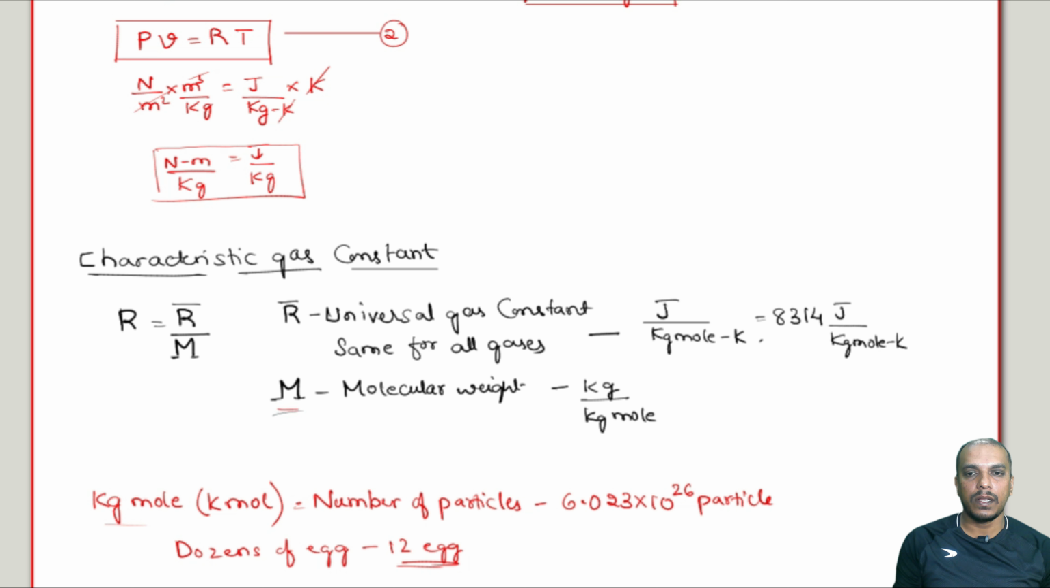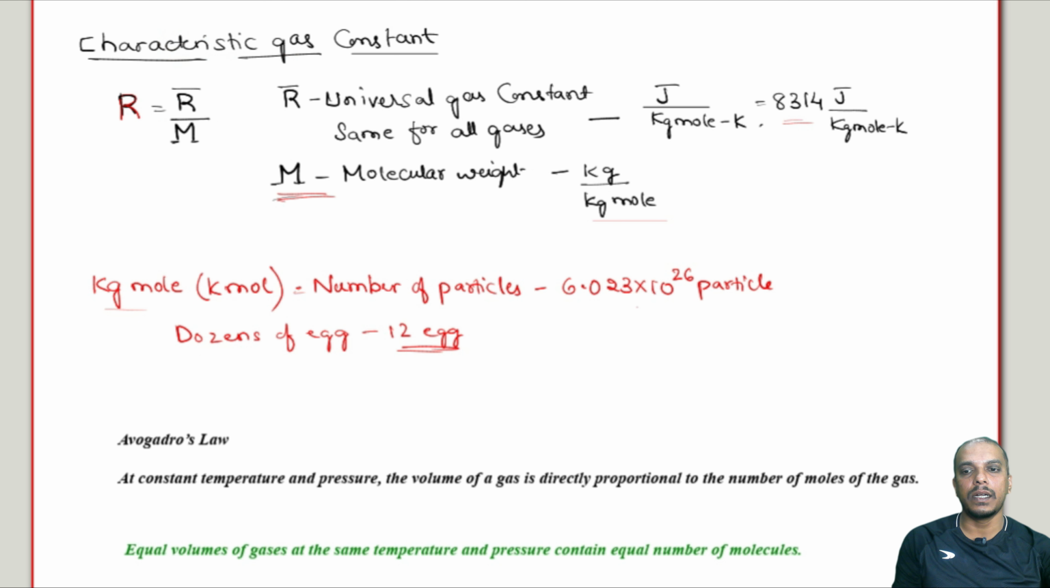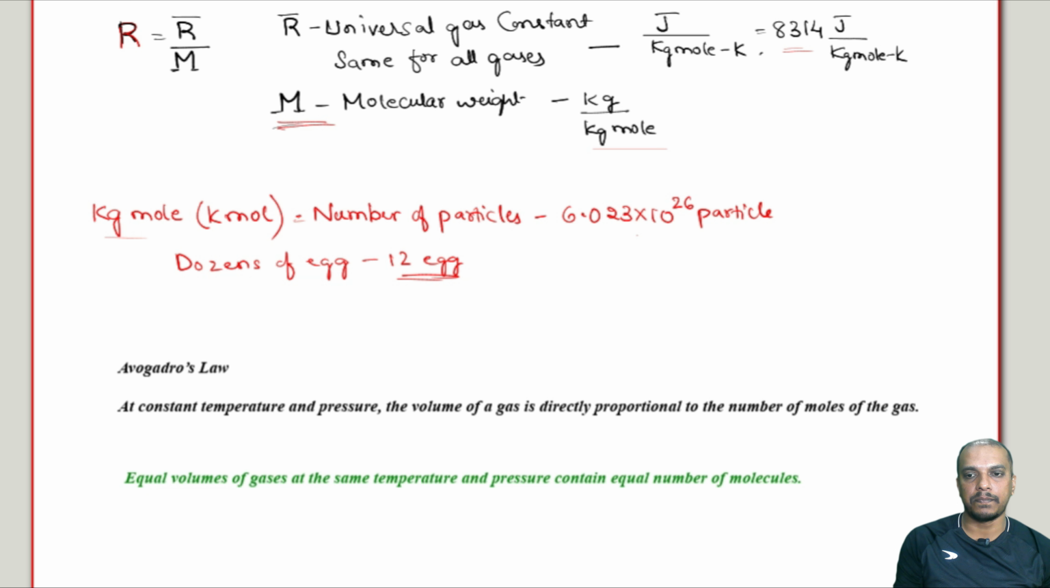So, molecular weight can be understood now. If you have 6.023 into 10 power 26 particles, how much mass is it going to weigh? Okay. So, that is what molecular weight is. Now, we have established a relationship between the characteristic gas constant R and the universal gas constant, which is R bar. Now, the value of R bar, we can derive from Avogadro's law.